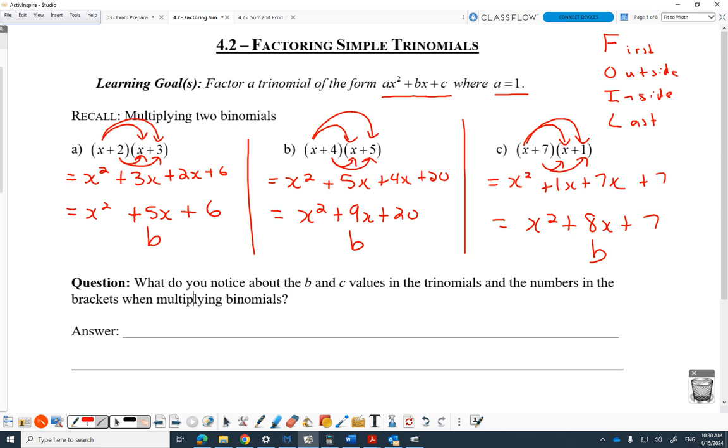What's that? Where did the b come from each time? How did it come from numbers? When there's 3 and 2, I got 5. When there's 4 and 5, there was 9. When I got 7 and 1, I got 8.